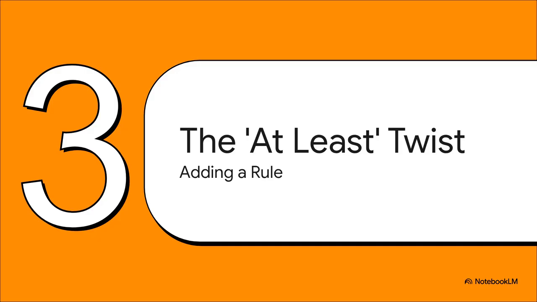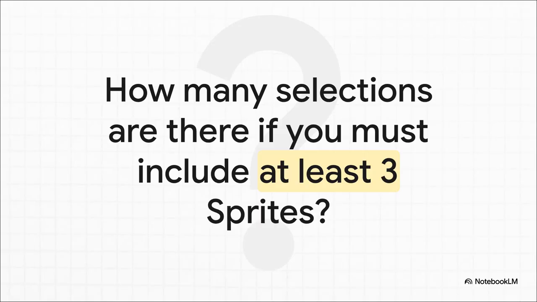Okay, but what if there's a catch? What if there are rules? Let's add a restriction to our problem and see just how powerful this stars and bars method really is. So let's say one of your friends is a die-hard Sprite fan. It's non-negotiable. You have to get at least 3 Sprites. How does that change our calculation?